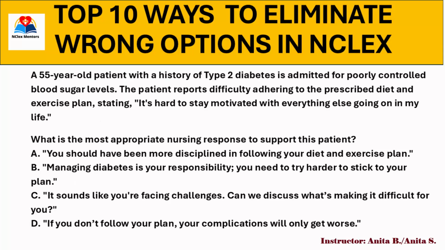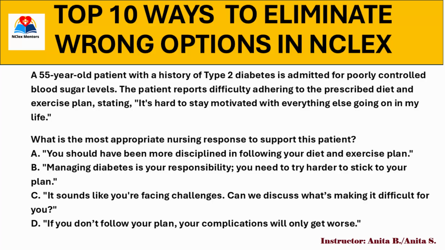A 55-year-old patient with a history of type 2 diabetes is admitted for poorly controlled blood sugar levels. The patient reports difficulty adhering to the prescribed diet and exercise plan, stating, "It's hard to stay motivated with everything else going on in my life." What is the most appropriate nursing response to support this patient?